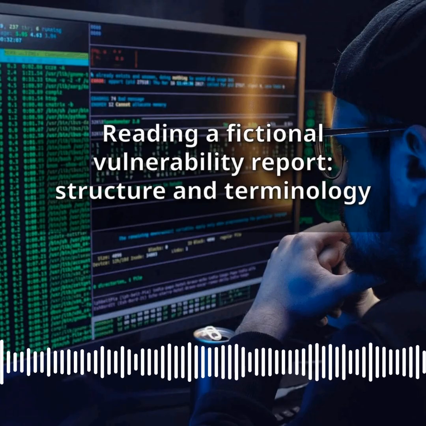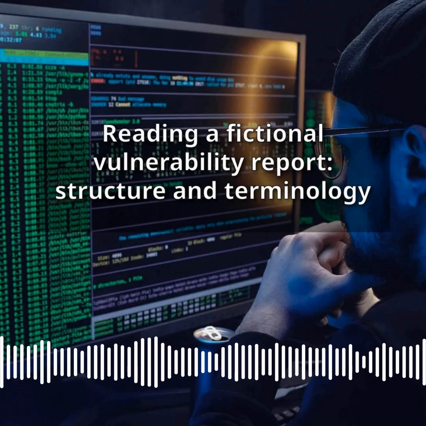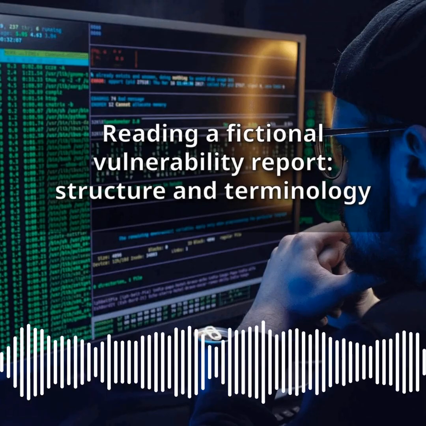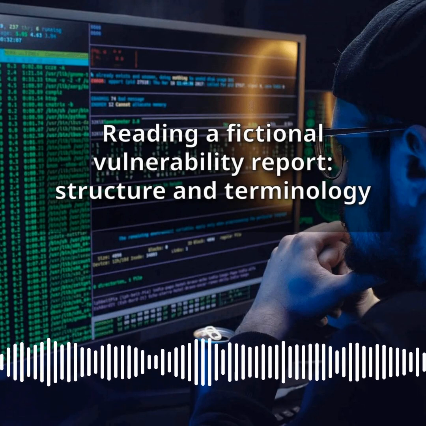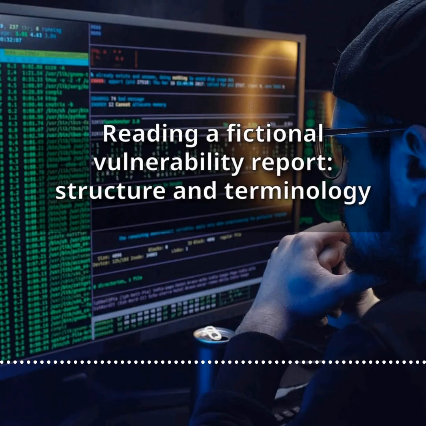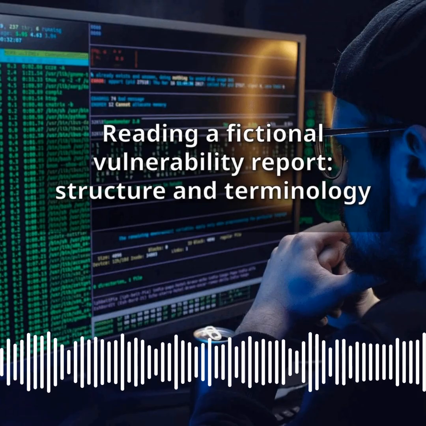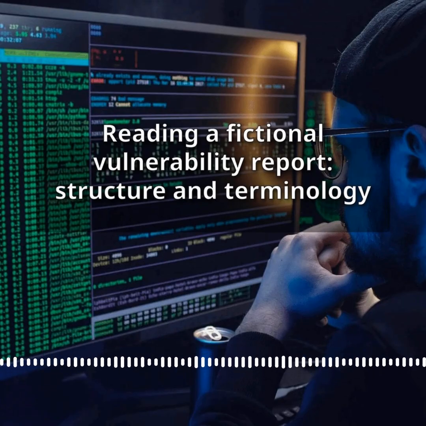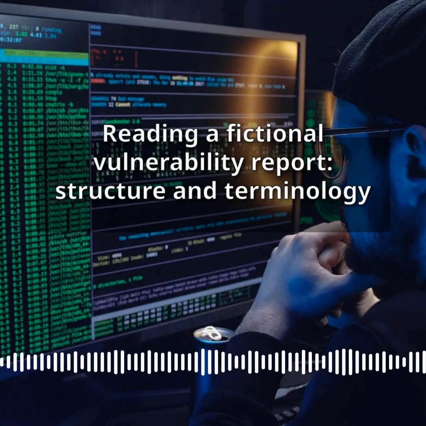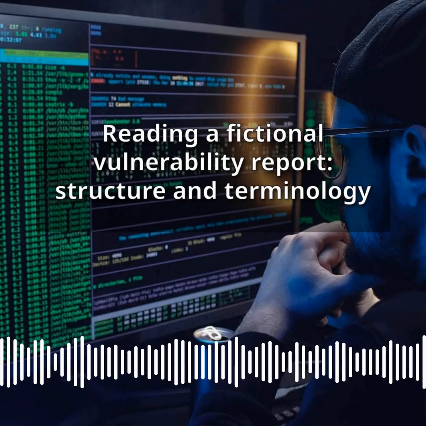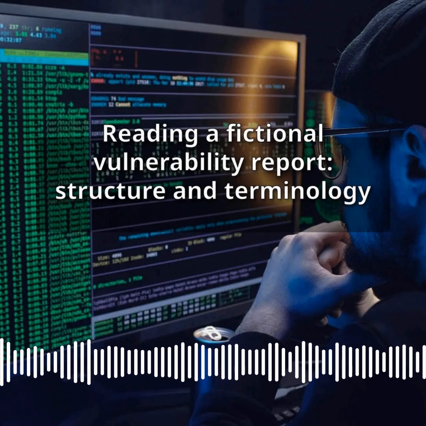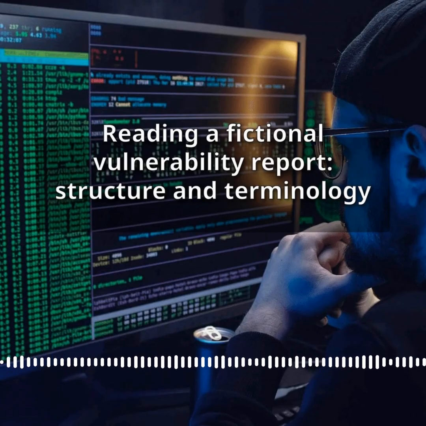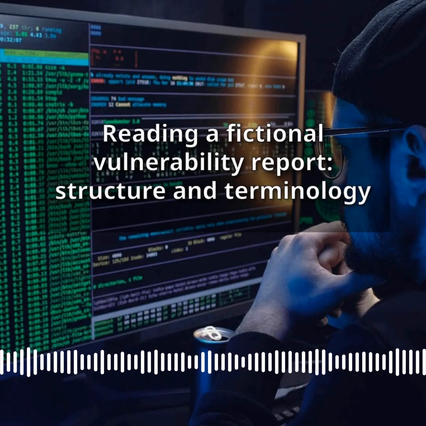2. Executive Summary. The executive summary is written for non-technical readers such as managers or executives. It provides a high-level overview of the assessment without going into technical detail. In our fictional ShopEasy report, the executive summary might read: a security assessment of the ShopEasy e-commerce platform was conducted between April 10 and April 14, 2024. A total of 12 vulnerabilities were identified, 2 critical, 4 high, 4 medium, and 2 low. The most severe findings relate to broken access control and a SQL injection vulnerability in the product search feature. Immediate remediation is recommended for the critical and high findings before the next production deployment.